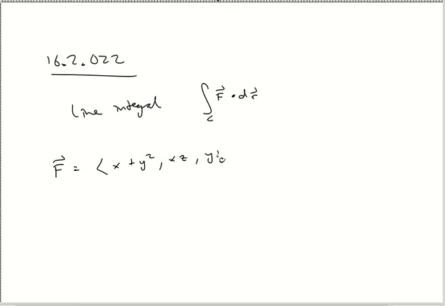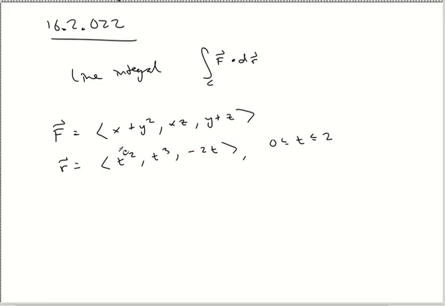My original F in this particular problem is x plus y squared, xz, y plus z. And my r, of course they have to give it to me for me to know this stuff, is t squared, t cubed, and then negative 2t. And I'm going from 0 to 2 for my t. Notice that this is literally my x, my y, and my z, because it's my r vector.